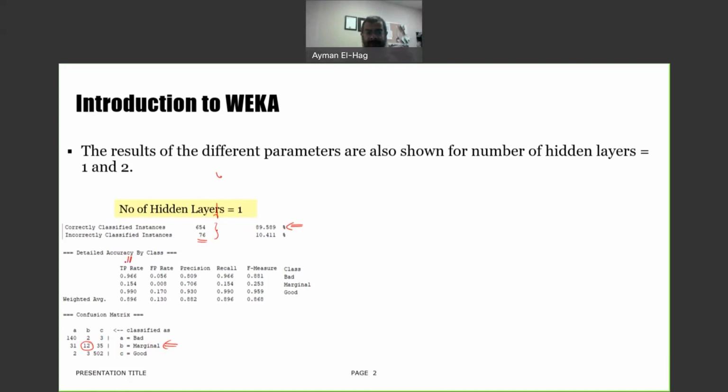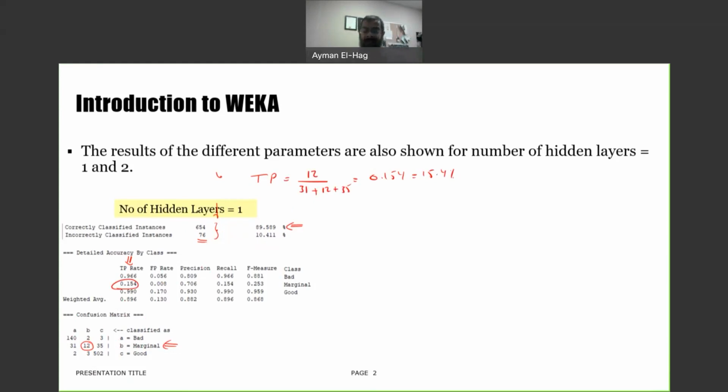Or even if you look at this metric, which is the true positive rate, again, for example, for the marginal, the true positive rate is basically how many positives were classified correctly, which is 12, divided by the summation of all the cases, 31 plus 12 plus 35, which gives me this number, 0.154, or 15.4%. So it means that if I have a marginal case, I have a chance of only 15.4% to classify it correctly.